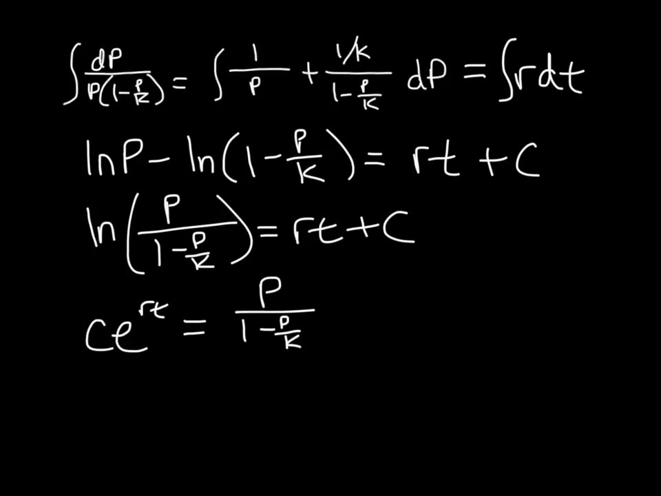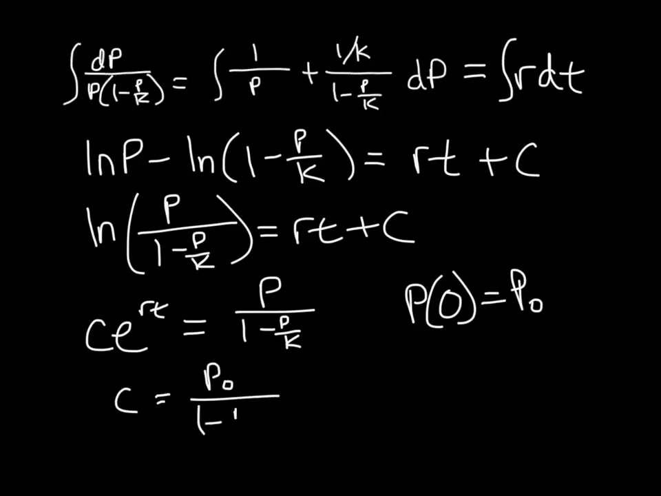Here we can plug in our initial condition, which was that P at time t equals 0. We'll just call that P0. So we'll use that in order to find C. Plugging in t equals 0 gives us C on one side and P0 over (1 minus P0 over K), or simplified, P0 times K over (K minus P0).